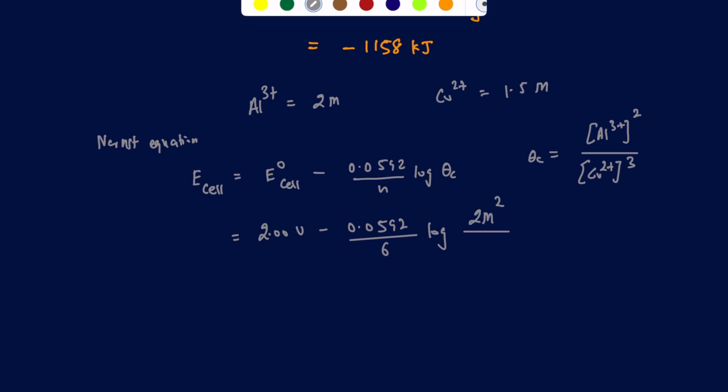And then the copper, I don't want to write down the units, just the numbers are fine here. And a copper 2 plus concentration is 1.5 to the power 3. Okay, do all this math and whatever you get, I'm not going to do this math here for you, but you can just go ahead and do the math here. And whatever you get, that's going to be the cell potential of this particular battery under non-standard conditions.